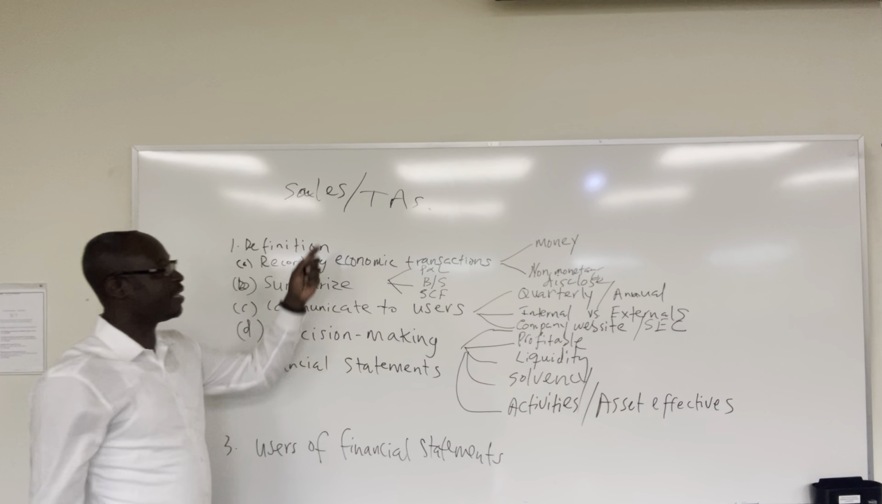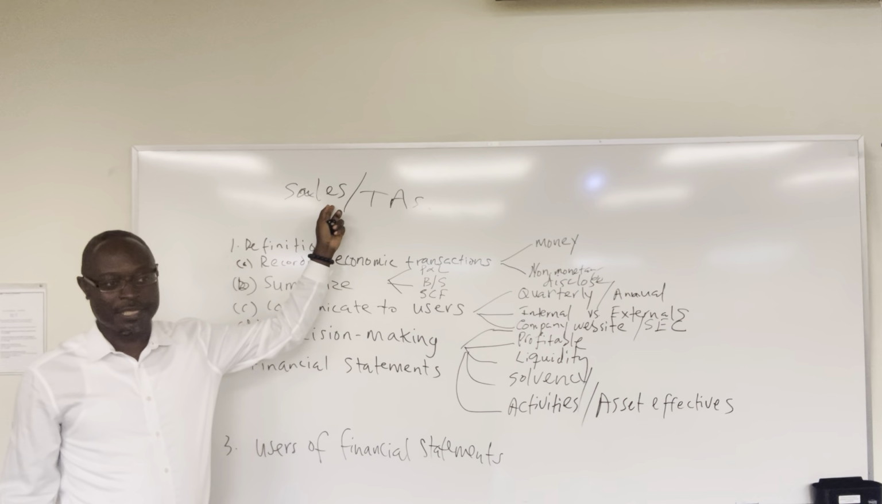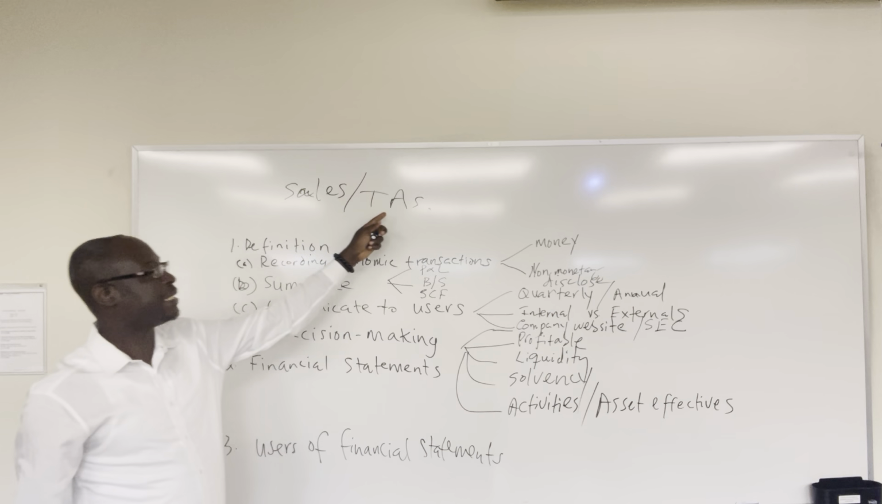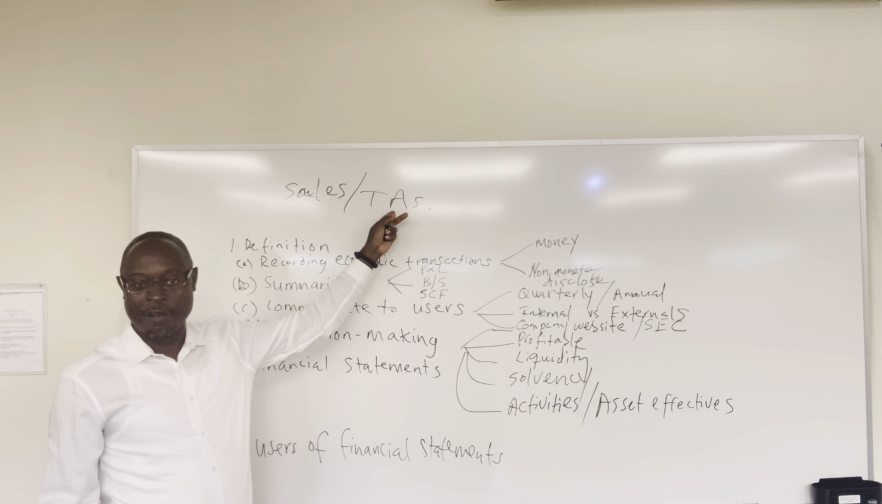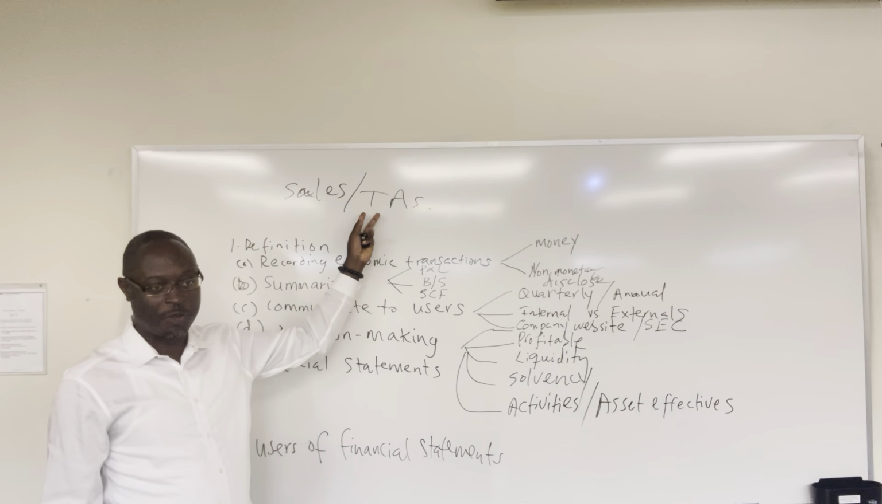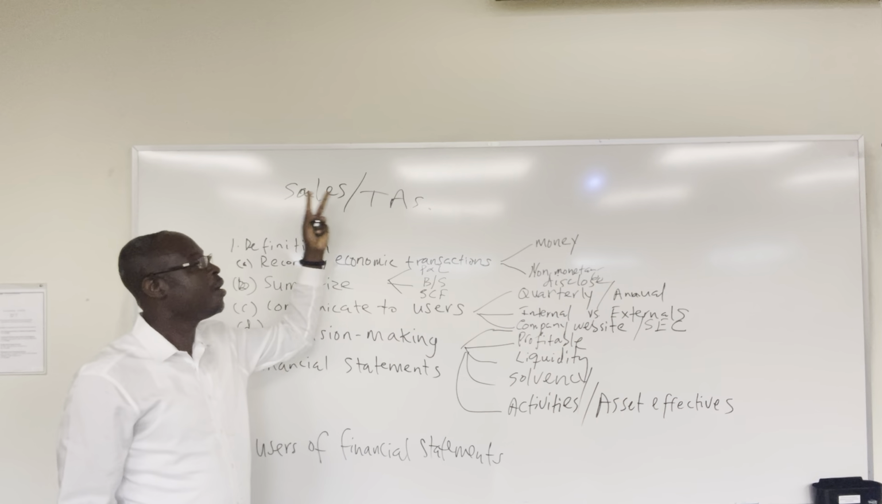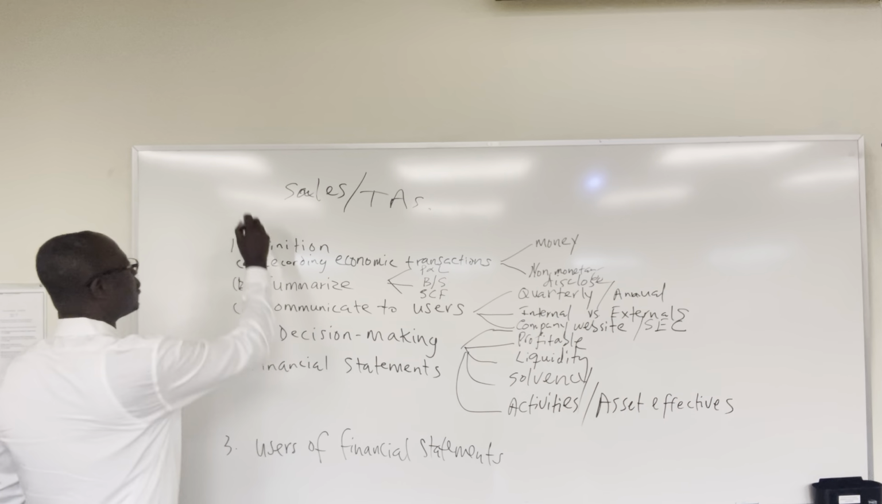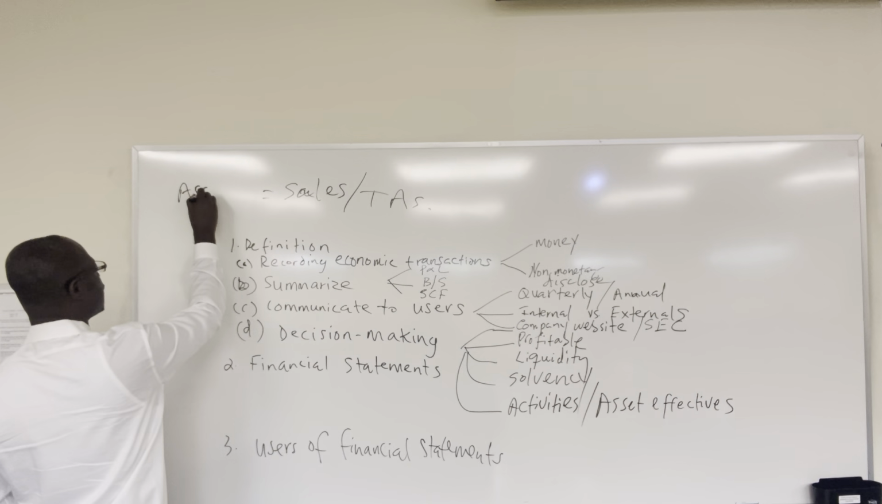You can see that the sales is coming from the income statement, sales revenue, and the total assets is coming from the balance sheet. Therefore, we're going to call this a mixed ratio because one number comes from the income statement, one number comes from the balance sheet. So this is what we call the asset turnover ratio.